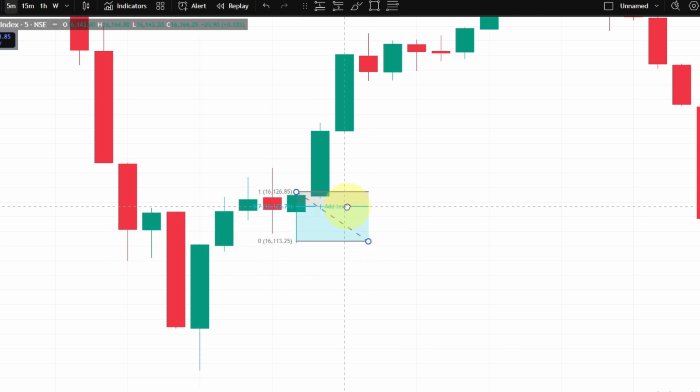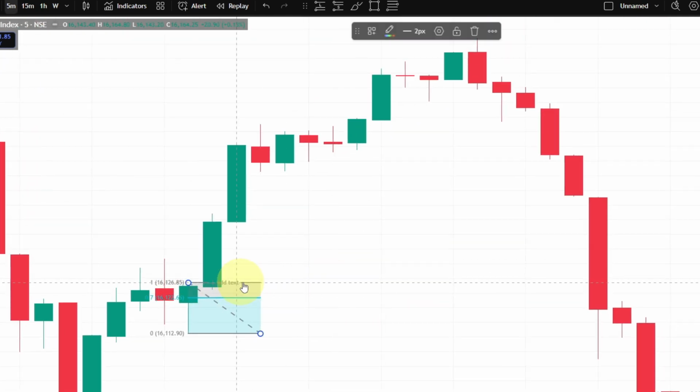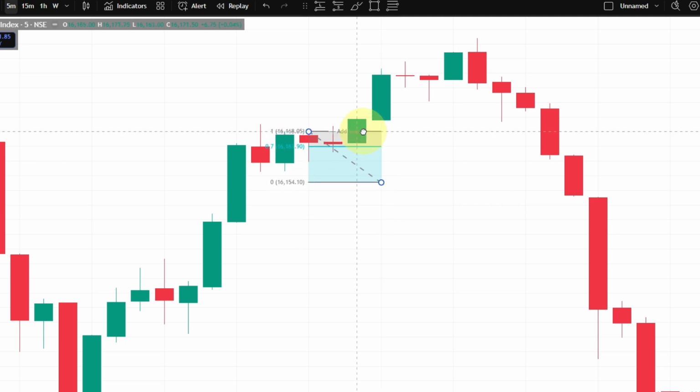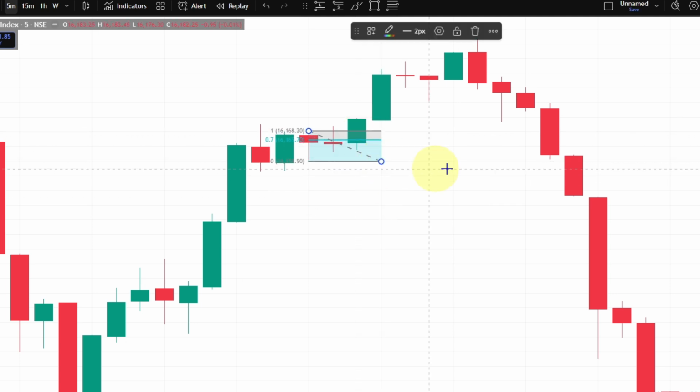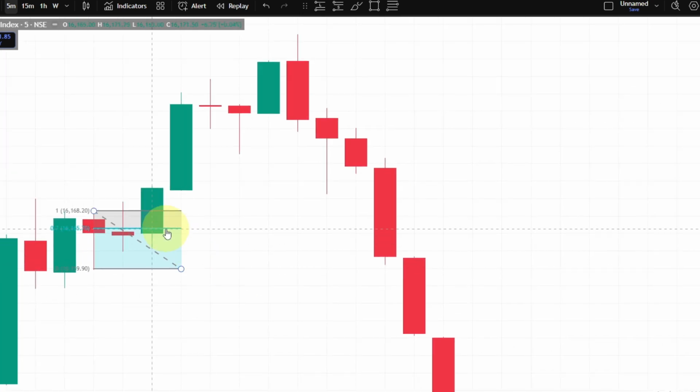Let's check this. No, same scenario. Body is closed inside the box, but the total body is not inside of these 2 lines. So that is why this is not going to be our valid hammer. Let's find another. Whether this is a valid hammer or not, let's check it out. No, this is also an invalid hammer for us.